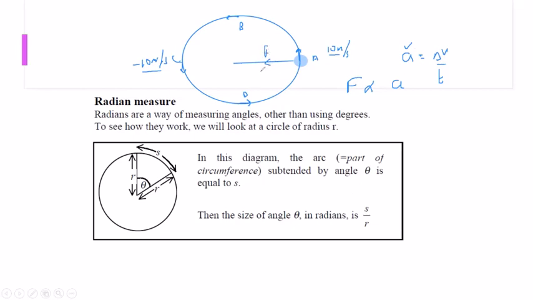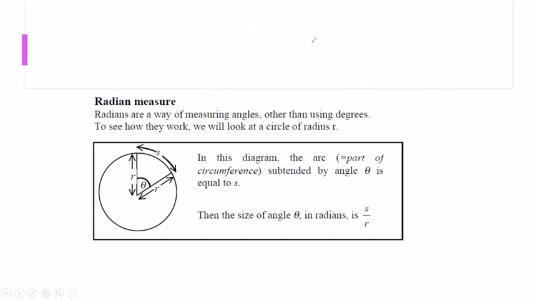So the terminologies related to circular motion: the first one is the angle, called arc length or angular displacement. What is angular displacement? For example, an object is there at position A, and it moved to position B. A is the starting position, B is the final position.